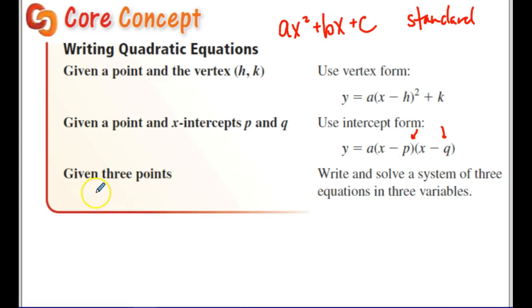Then if we have 3 or more points, we can either write and solve a system of 3 equations, which is how your book walks you through it. I'm going to walk you through it using Desmos, and you can also use your graphing calculator if you have that as well. It doesn't matter so much to me that you can solve this system. I really want you to be able to use the technology that's available to you.